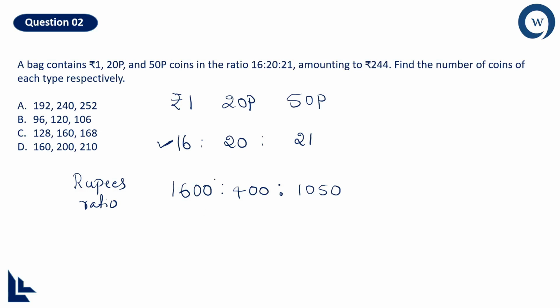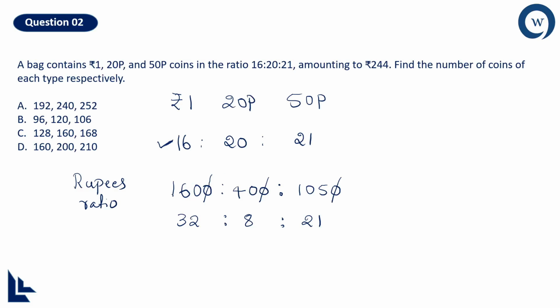You can simplify this one, right, by eliminating all the zeros. So I'll cancel out the zeros throughout. Then you have 160, 40 and 105. Definitely this is gonna get cancelled with the table of 5. This will become 32. This will become 8. And this will become 21.